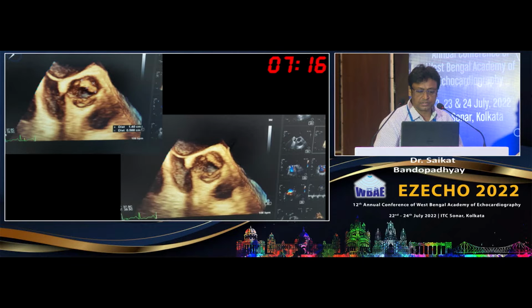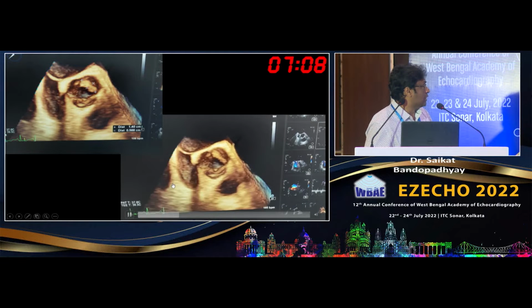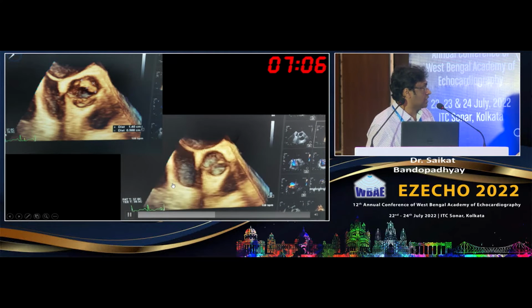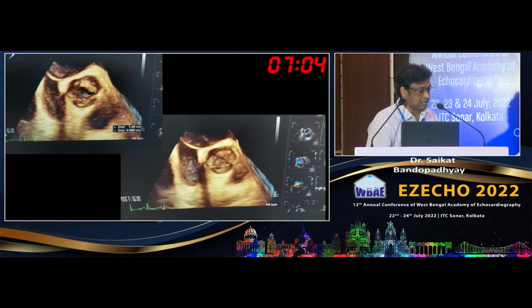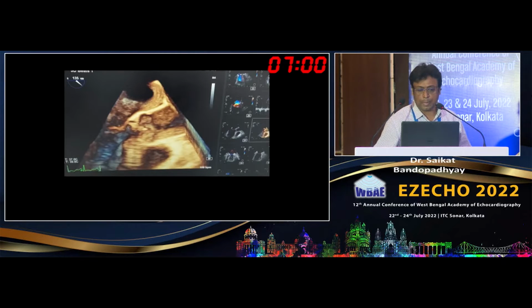In this particular case, this is purely subjective understanding that you have on the left coronary cusp, there's a big vegetation sitting over there. And this is a short axis view, and a long axis view, the same patient has a vegetation.